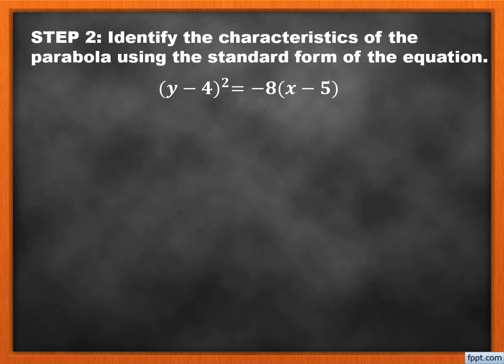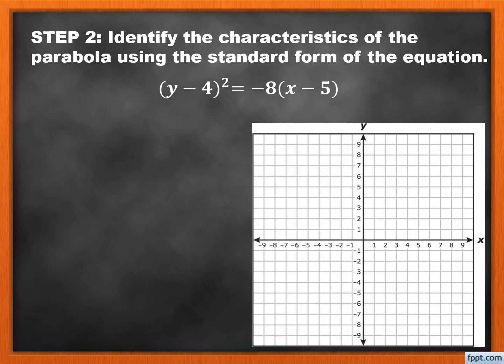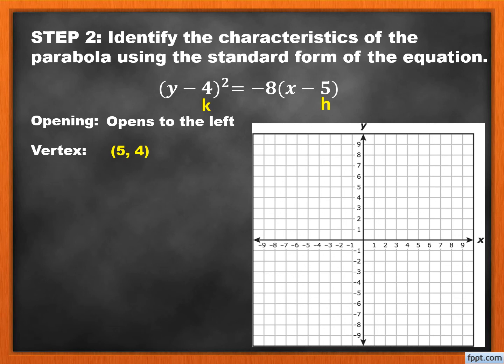Using this equation, let us now identify the characteristics of the parabola. Using -8, and it is obviously negative, therefore our parabola opens to the left. For the vertex, we identify h and k, therefore our vertex is at (5, 4). In our figure, that is our vertex.